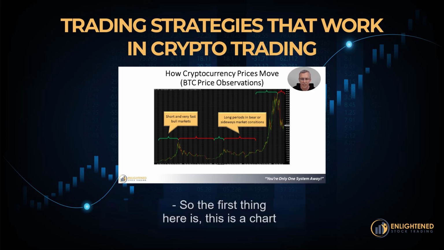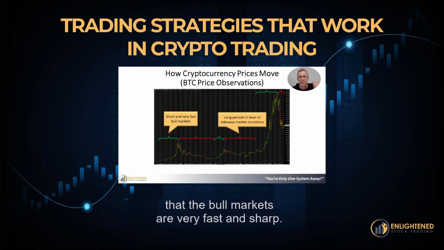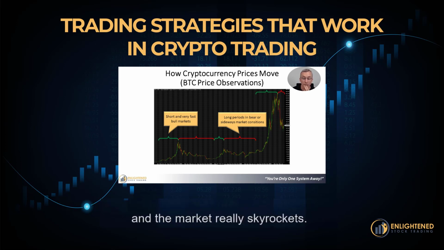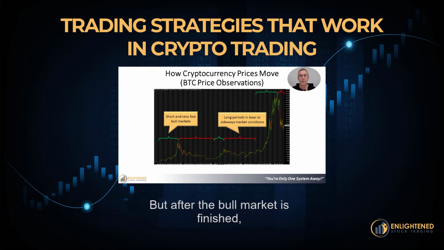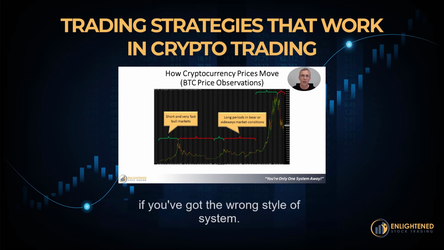So the first thing here is, this is a chart of Bitcoin over the last several years. First thing to notice is that the bull markets are very fast and sharp. They don't last that long, but they are exponential, and the market really skyrockets. But after the bull market is finished, there's typically a very sharp correction and a long period of nothing, which is very painful if you've got the wrong style of system.